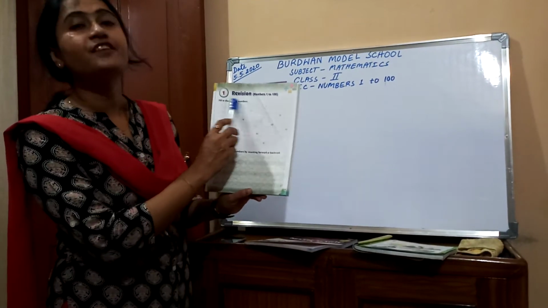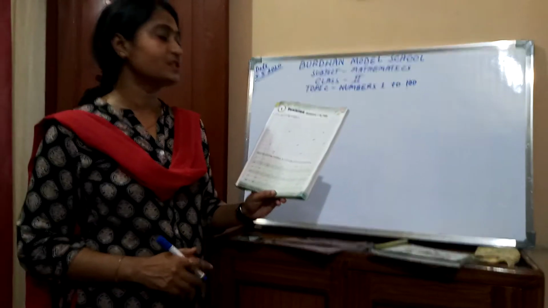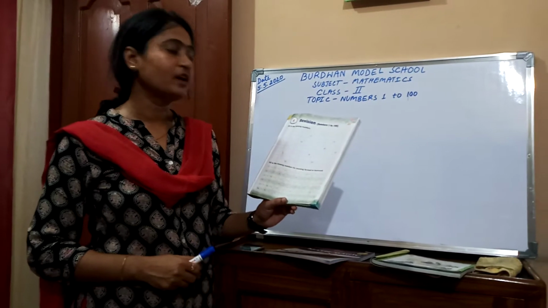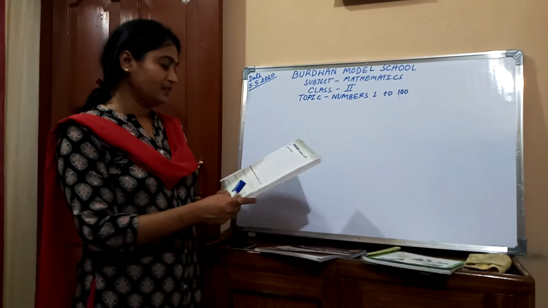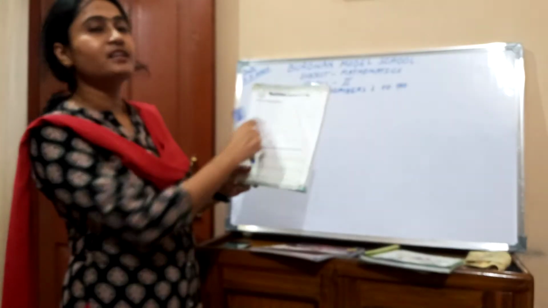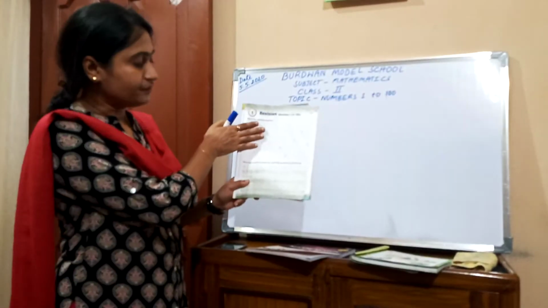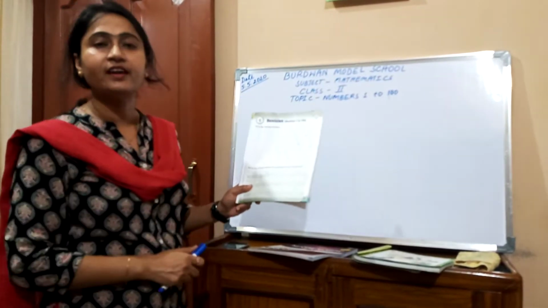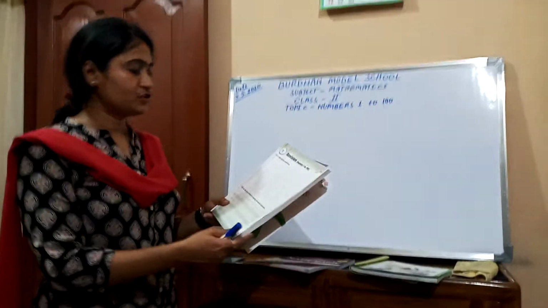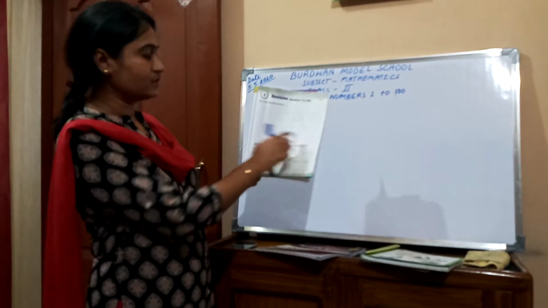This chapter is revision: numbers 1 to 100. Follow me and write down also. First is fill in the missing number. Here you have to write 1 to 100. In the first question you have to write 1 to 100. I hope you all know and can do it yourself, so I will not do it on the board. Please complete this one.